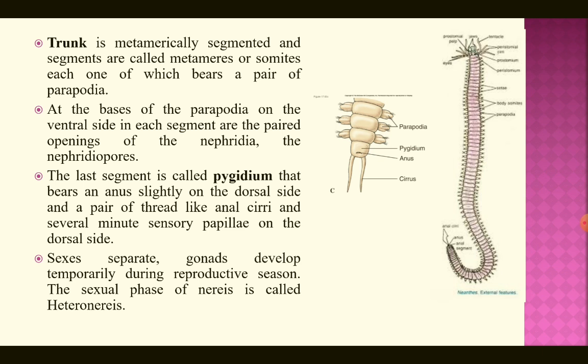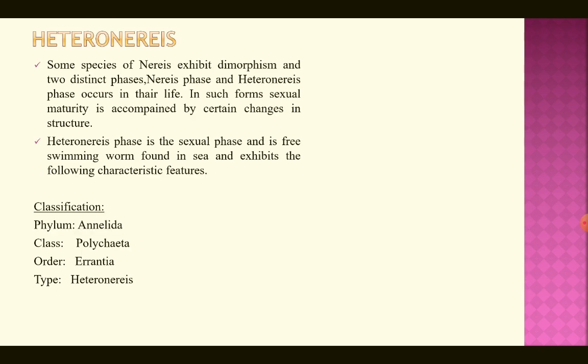Here the sexes are separate. Gonads develop temporarily during the reproductive season, and the sexual phase of Nereis, when Nereis becomes sexually mature, is called heteronereis. Now, some species of Nereis exhibit dimorphism and two distinct phases. Nereis phase and heteronereis phase occur in their life. In such forms, sexual maturity is accompanied by certain changes in their structure.